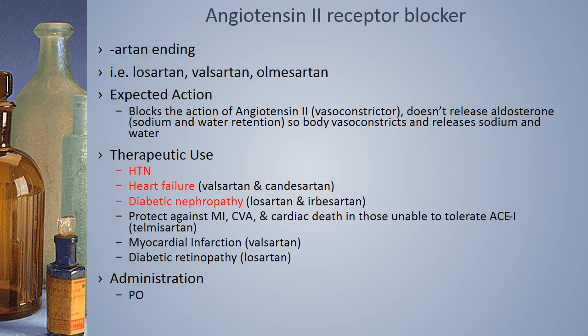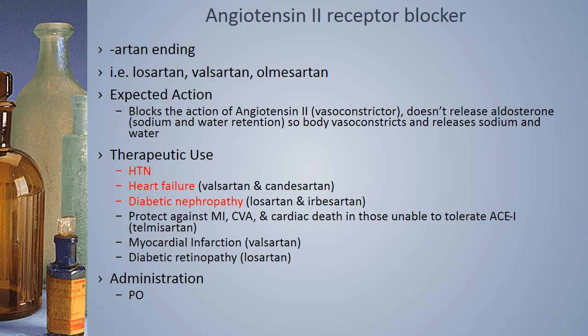ARBs, angiotensin II receptor blockers. All your ARBs are going to end in artan. So losartan, valsartan, olmesartan, those are all examples of ARBs. ARBs will block the action of angiotensin II, which is a vasoconstrictor. And this does not release the aldosterone in the body, which retains the sodium and water.